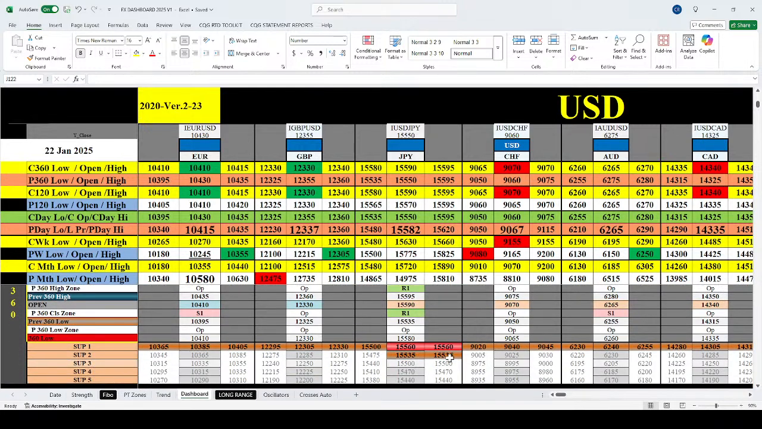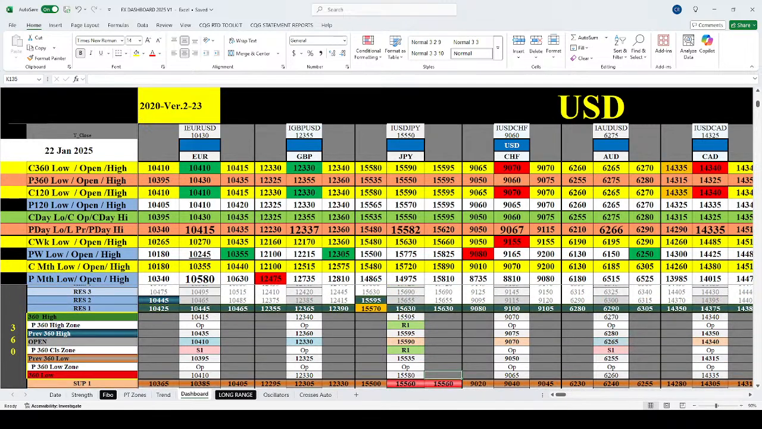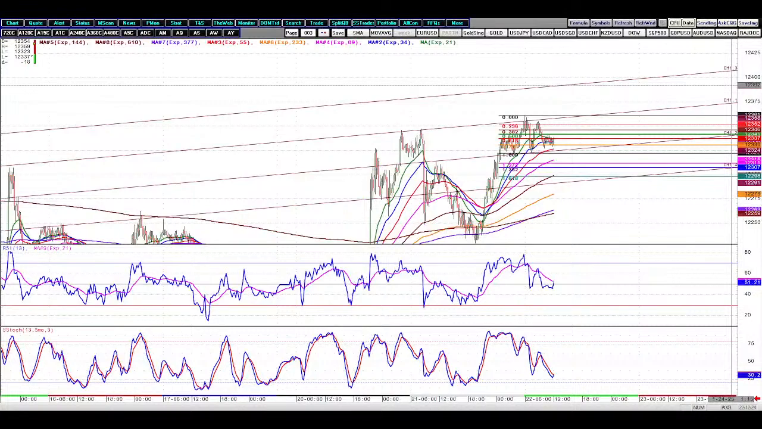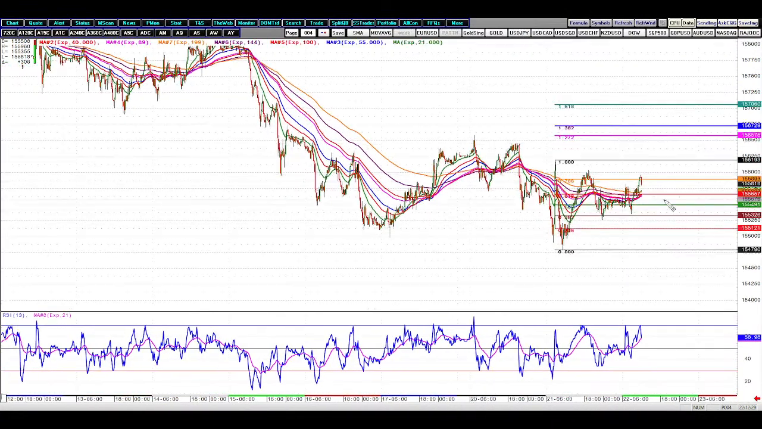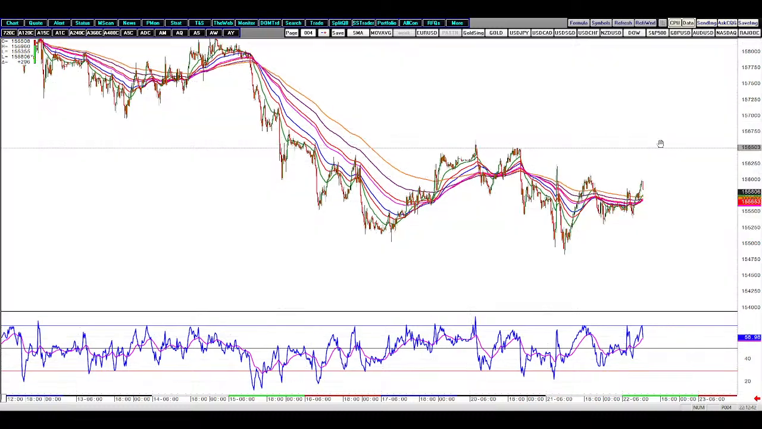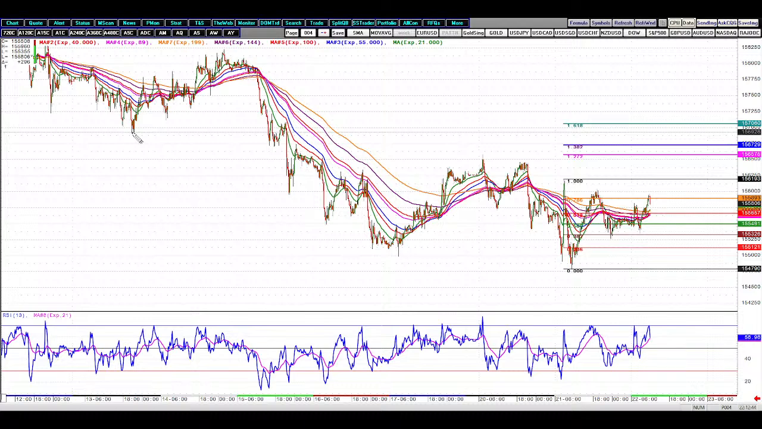If it breaks, then we can see the price moving towards 15540. Okay, so let's confirm it with the chart. Okay, the chart looks very choppy, and we should see the price not going above 15650. Okay, 15650.